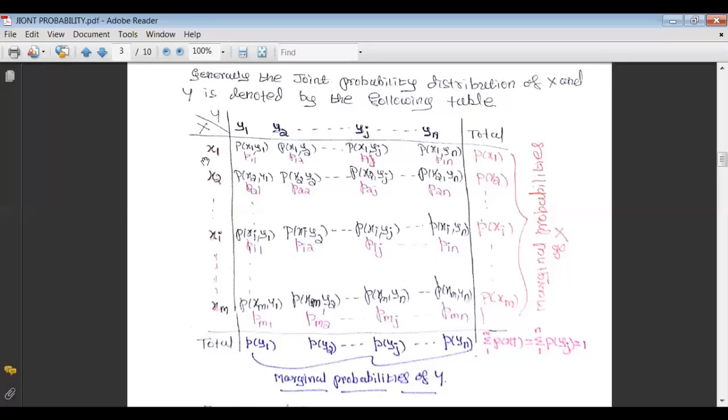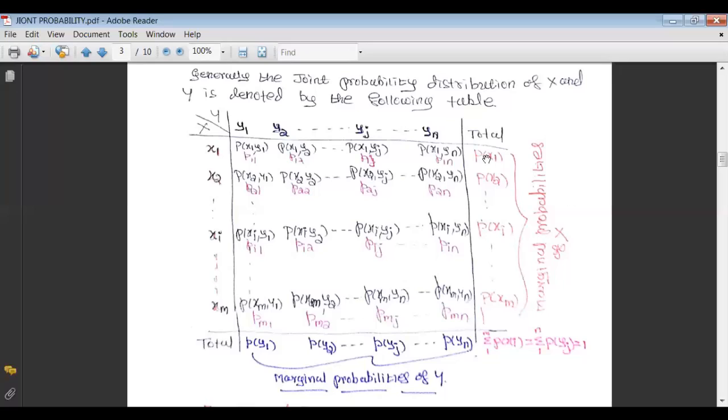Now let us consider each row total first. Let us denote the total of the first row by P of x1, the second row as P of x2, the ith row total as P of xi, and the mth row total as P of xm. Each of these, P of x1, P of x2, P of xi, and so on, P of xm, is called a marginal probability of x, where P of x1 represents the probability that the variable x takes the value x1, P of x2 represents the probability that x takes the value x2, and so on. P of xm represents the probability that x takes the value xm.